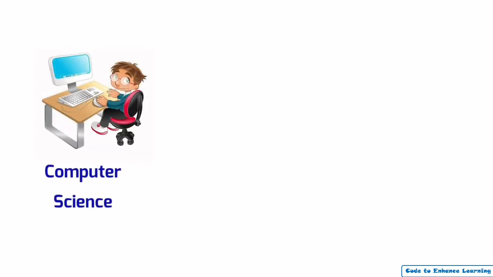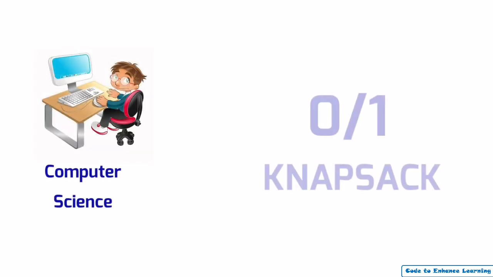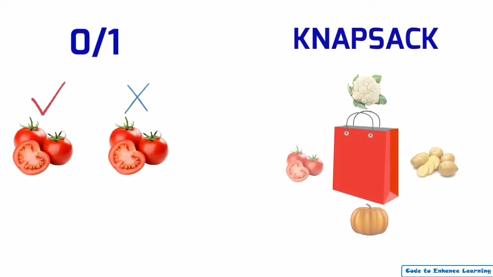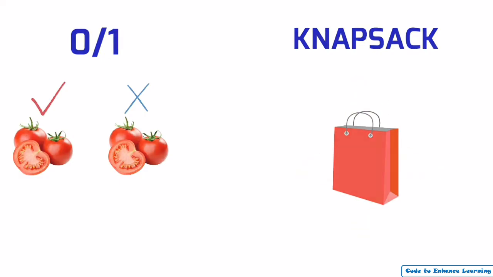Computer science recreates this question in the form of the 0-1 knapsack problem. 0-1 means you either pick the item or ignore it. You cannot carry a fraction of the item. Knapsack is a carrying bag. The objective is to put the most useful or valuable items in the bag.